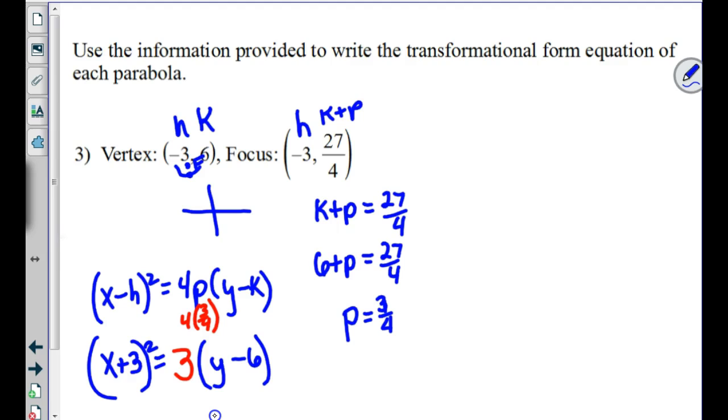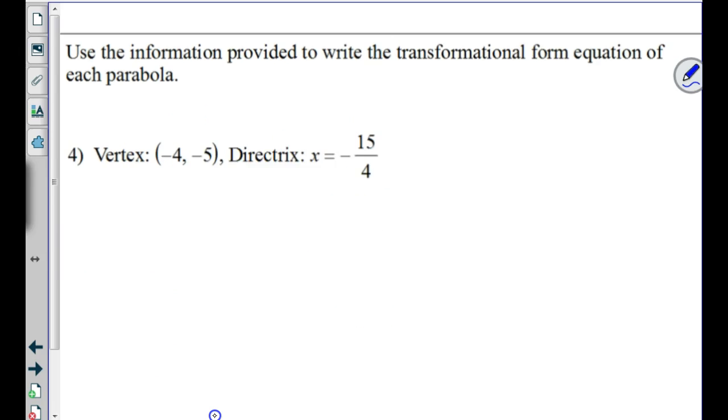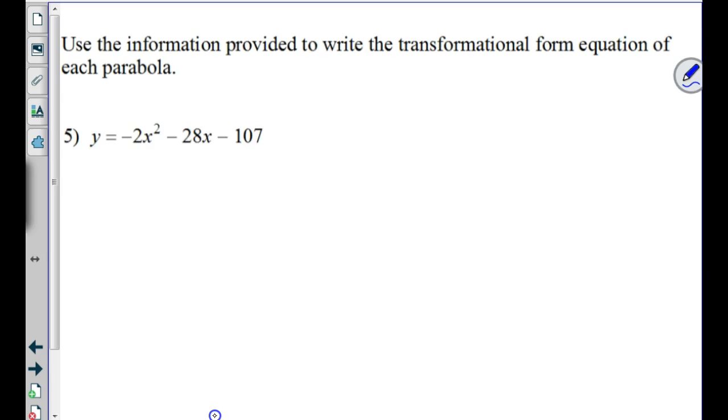Any questions? I think the other one gives you the directrix, because one version of the quiz has given the focus and one has given the directrix. And then you have a completing the square one.